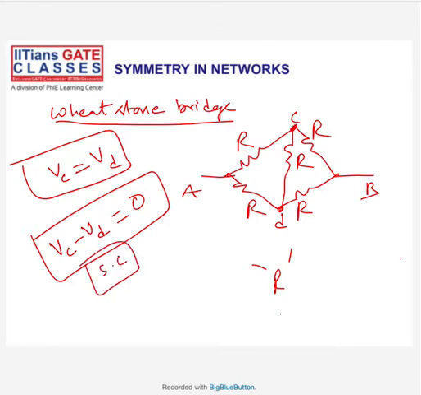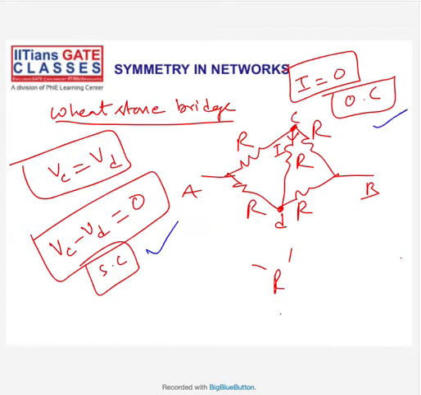So when VC is equal to VD, no current flows in this resistor. I doesn't flow, so I is 0. What is the condition of the circuit when current is 0? Open, right? Yes. So this is an open circuit as well as a short circuit. You can solve it by opening C and D or shorting C and D. You'll get the same answer.